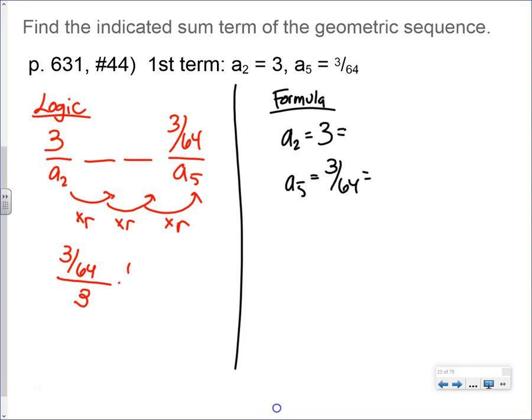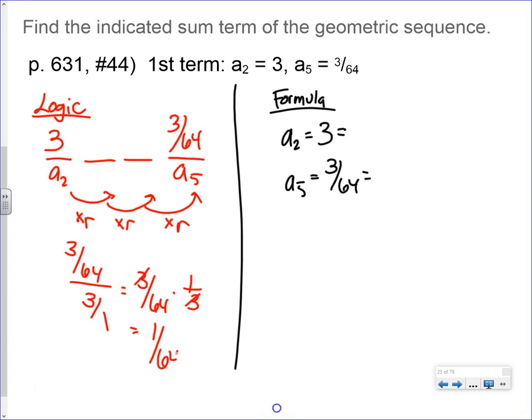I know you guys don't like this. You could use my little trick and say, oh, this is 3 over 3 times 64. Or if you like it a little bit better, you could multiply by the reciprocal. Make the 3 over 1. So 3 over 64 times 1/3. The 3's reduce. You end up with 1 over 64.